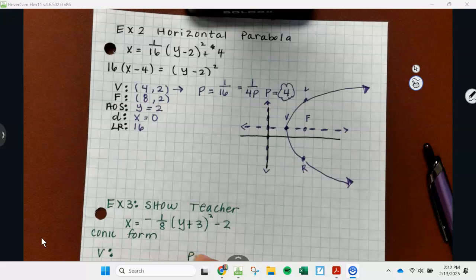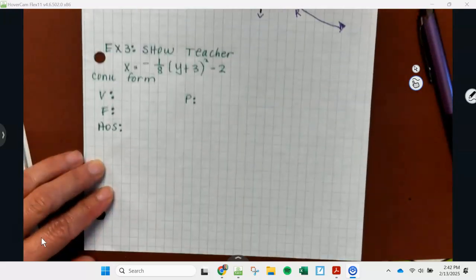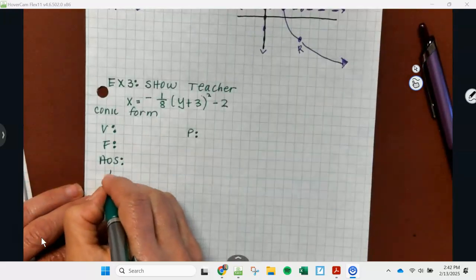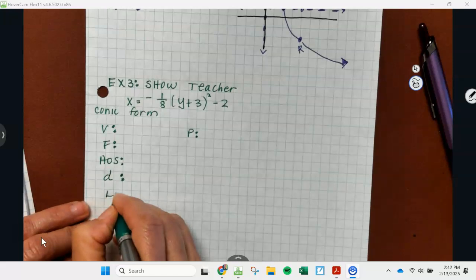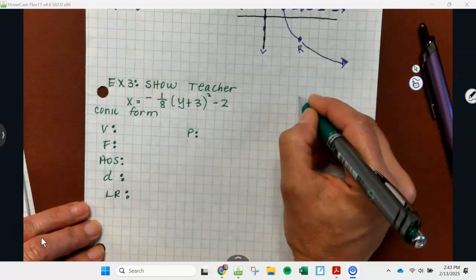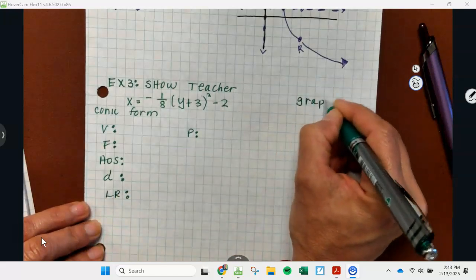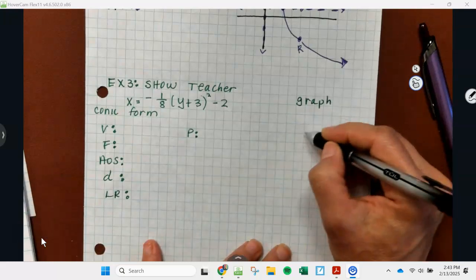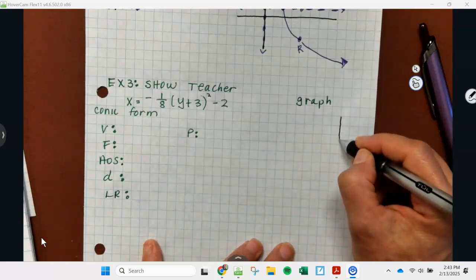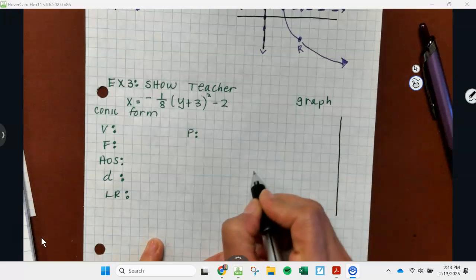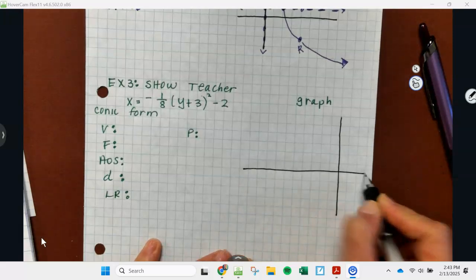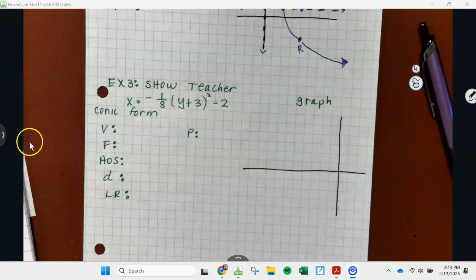Please show the conic form, the vertex. Don't forget about how important the p-value is. The focus, the axis of symmetry, the directrix. We can just call the directrix D, and then the LR. Please do graph it. And I'll just kind of set up a shape for you. This graph is going to open to the left, so I'm going to scoot that y-axis over to the right to give myself enough room. And that's it.